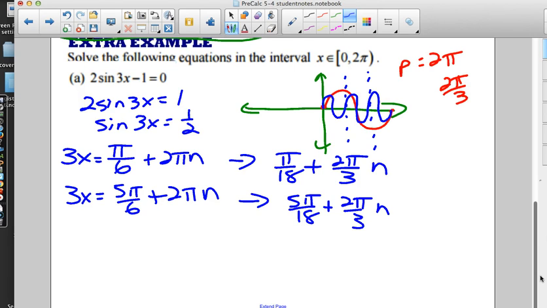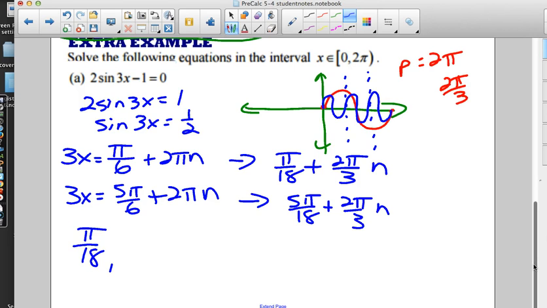So now, here's what we know. We know that we only want the ones between 0 and 2 pi, but we also know there's supposed to be 6 of them. So this is the easiest way to get them. We have our formula. We're going to put in a 0. We're going to put in a 1. And we're going to put in a 2. And that should give us our solutions. If we put a 0 in for n here, it's going to be pi over 18. So there's the first one.